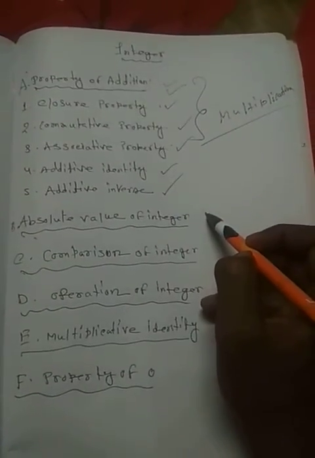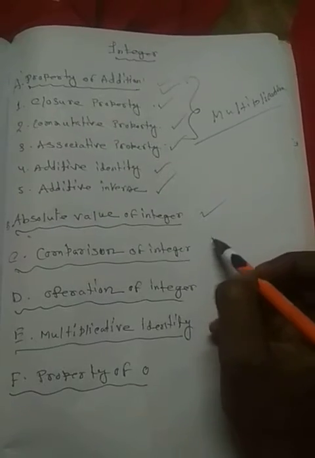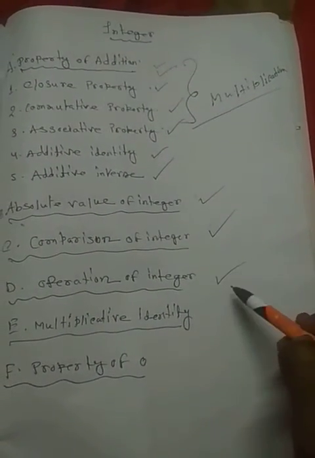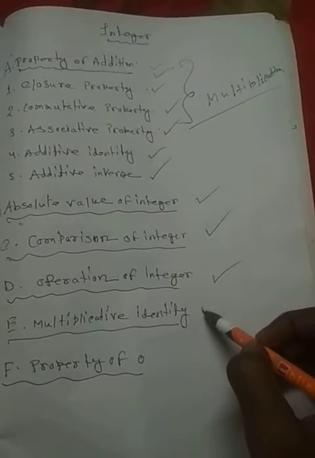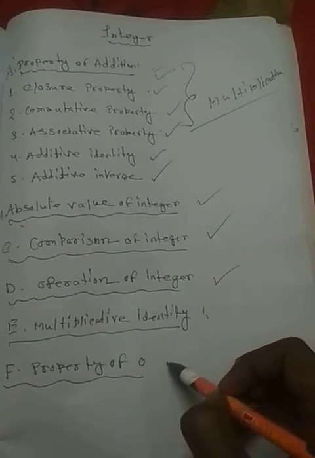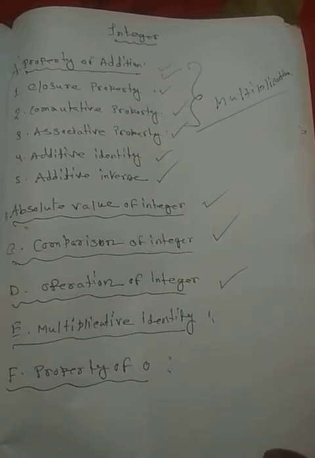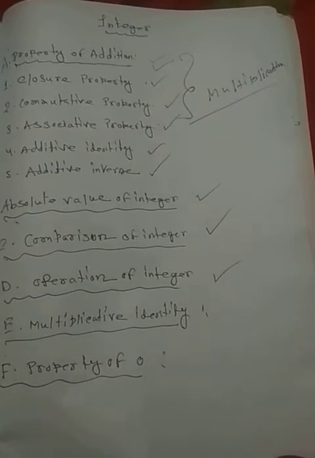Next we are going to learn what is the absolute value of an integer, how to compare integers, how to operate on integers, and there are two more things: what is multiplicative identity, and what is the property of zero. These are the things we are going to learn today.